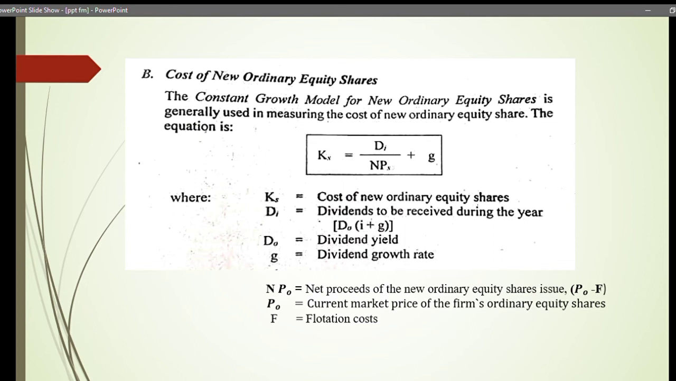Let's proceed to the cost of new ordinary equity share. The constant growth model for new ordinary equity share is generally used in measuring the cost of new ordinary equity share. So the equation is: cost of new equity share is equal to the dividend to be received during the year over the net proceeds of the new ordinary equity share issue, and we will add this to the dividend growth rate.